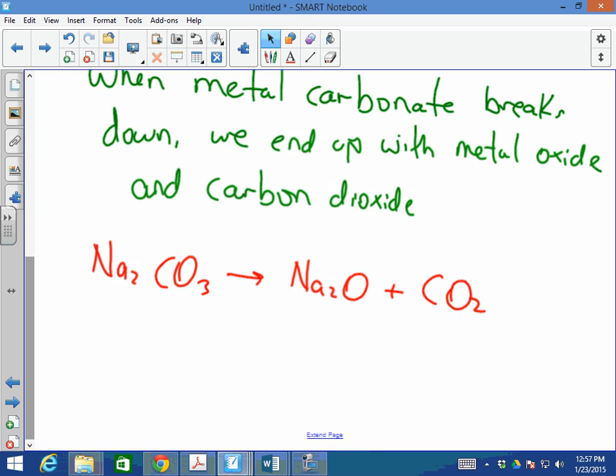Let's check it out. Before the arrow I have two Nas. After the arrow I have two Nas. That's good. Before the arrow I have one C. After I have one C, that's good. And before the arrow I have three O's. After the arrow I have three O's. That is balanced.